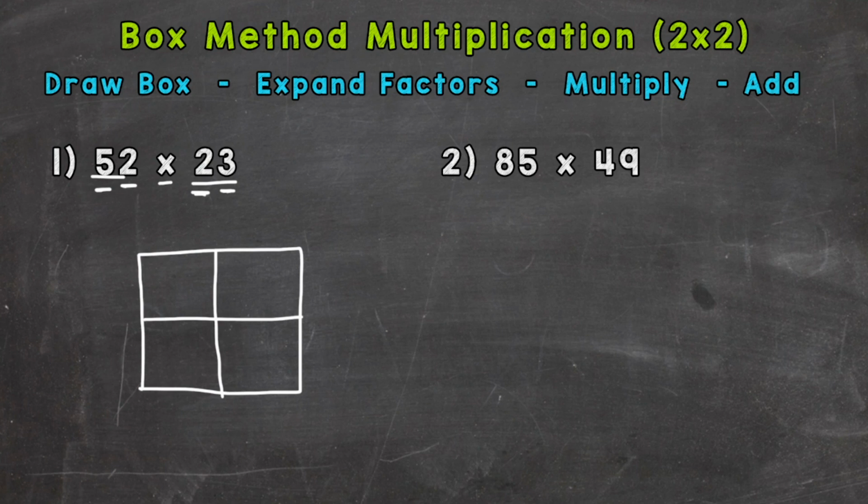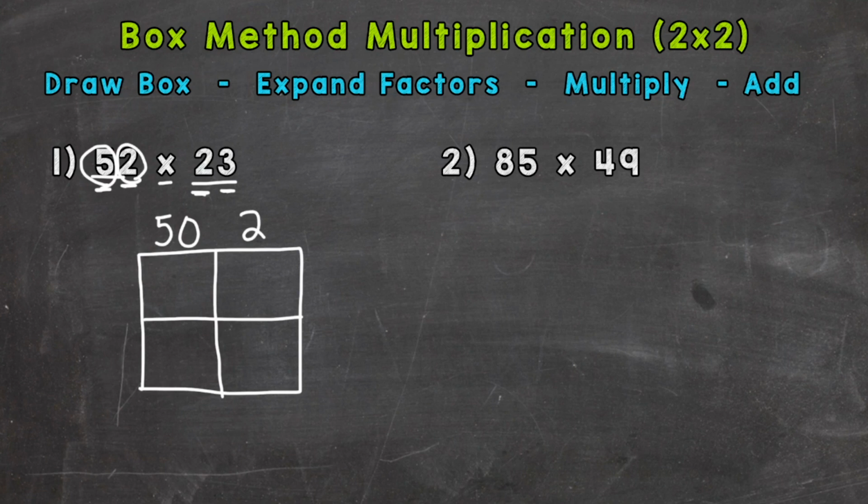So now we have our box drawn, we can move to expand the factors. We need to expand them out to show the value of each digit. You may be thinking, well, what are the factors? The factors are the numbers we multiply together in order to get our product, which is the answer. So 52 and 23 are our factors. So let's expand out. We need the value of this 5 first. So how much is that 5 worth? Well, 50 because it's in the tens place. And the 2 has a value of 2. So we have that factor expanded out.